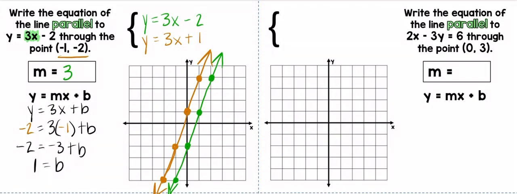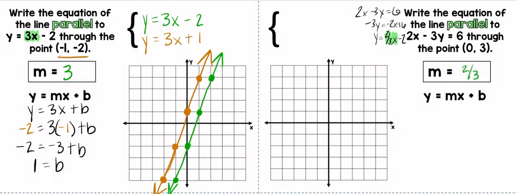Okay, now write the equation of the line parallel to 2x minus 3y equals 6 through the point 0, 3. So this is where that skill of rearranging these equations comes in handy. So 2x minus 3y equals 6. That's going to be negative 3y equals negative 2x plus 6. So then y is 2/3 x minus 2. Sometimes if they give you a different form, you have to rearrange so you can get the slope. So my slope is 2/3.